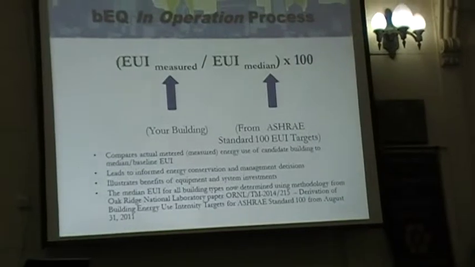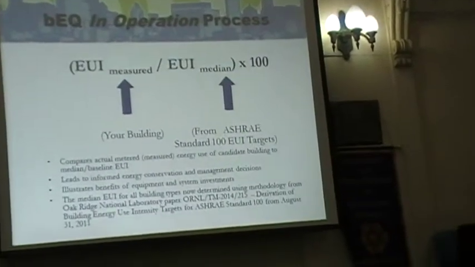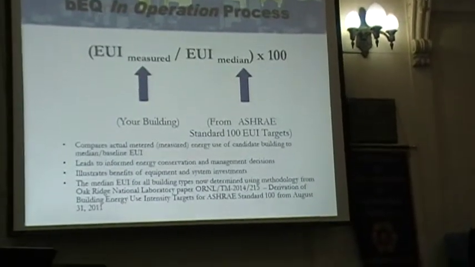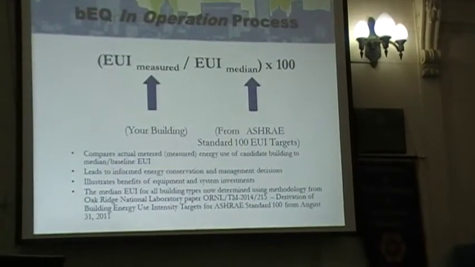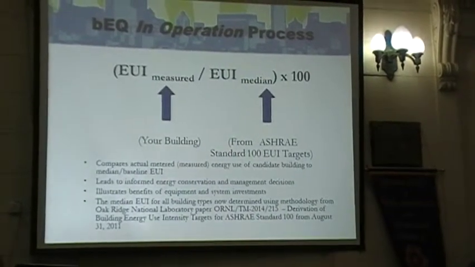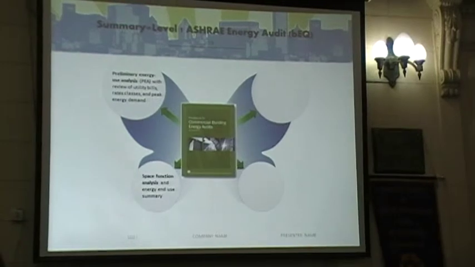The mathematics is the same. It's the EUI of your building divided by the EUI provided in the workbook for a particular baseline building, times 100 to get rid of the fraction. Same formula, same grid, and that's what you use to compare.